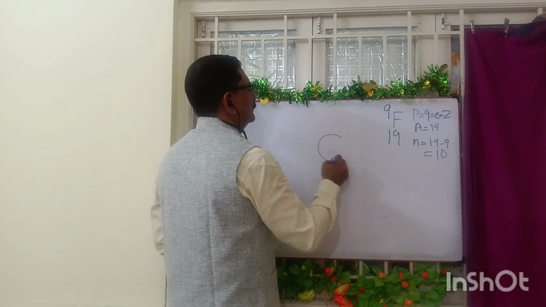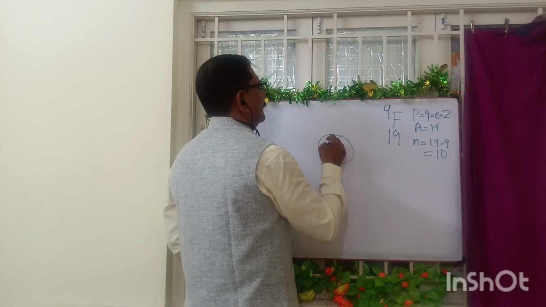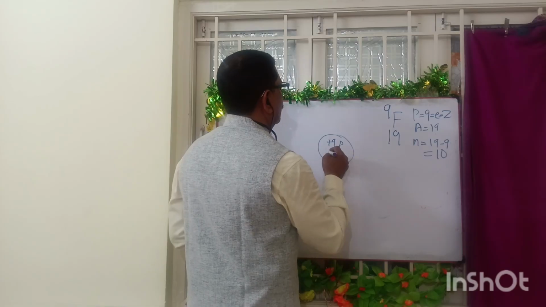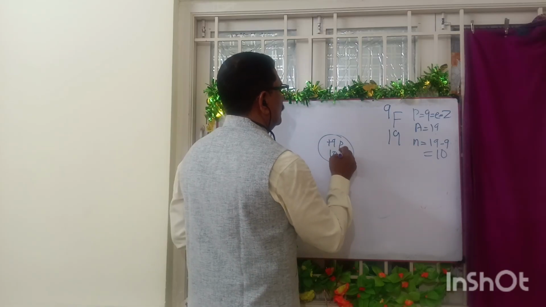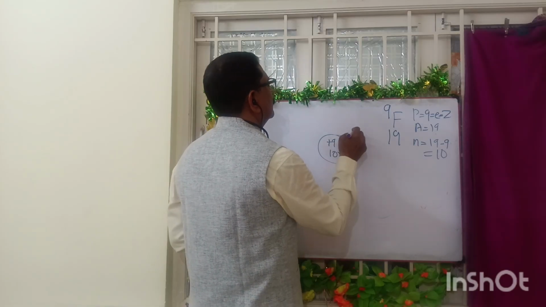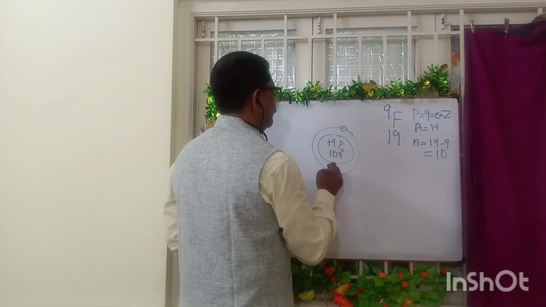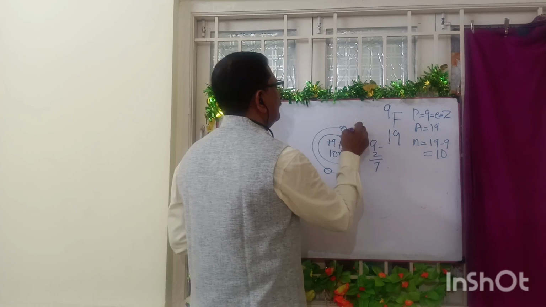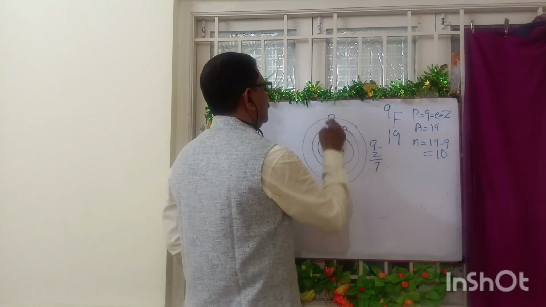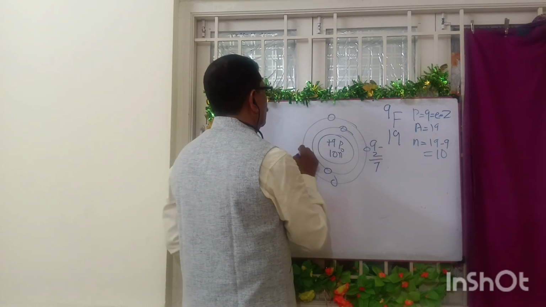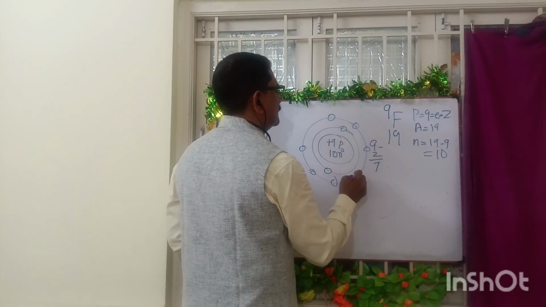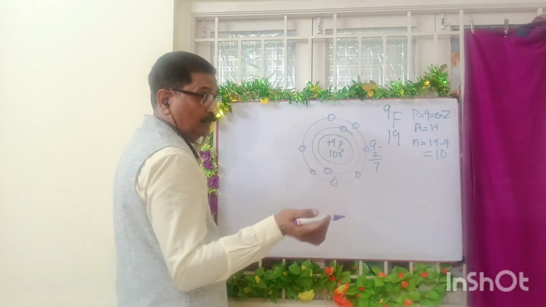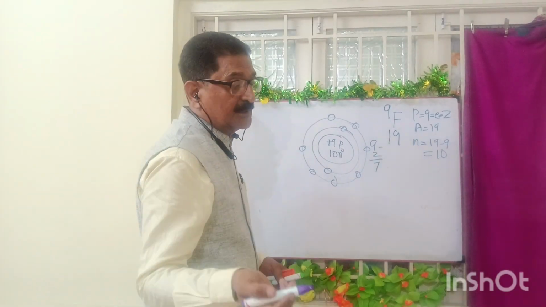Let us go. There are plus 9 protons, 10 neutrons. First orbit 2, 9 minus 2, 7 is left out. So draw 1, 2, 3, 4, 5, 6, 7. So I told you, all the others are very important.